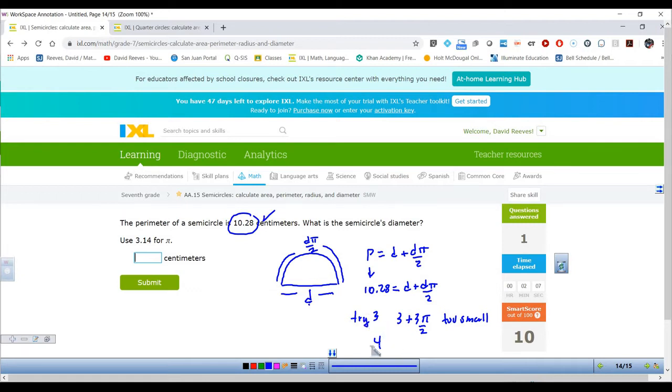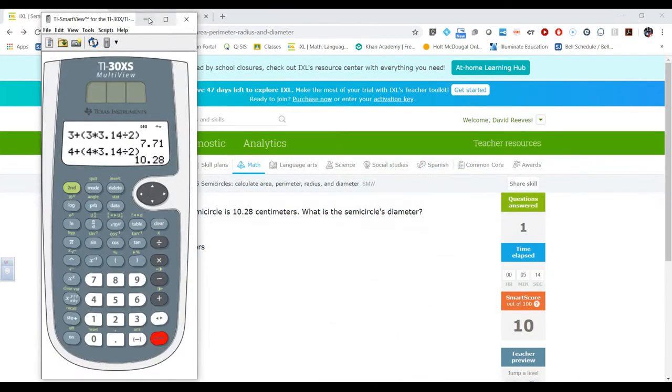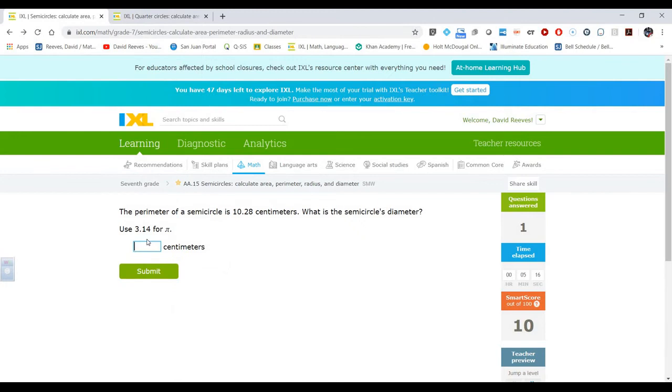All right. So 4 is my diameter. So what is the diameter? The diameter is 4. So I'm going to go ahead and put 4 in, and get to my next question.